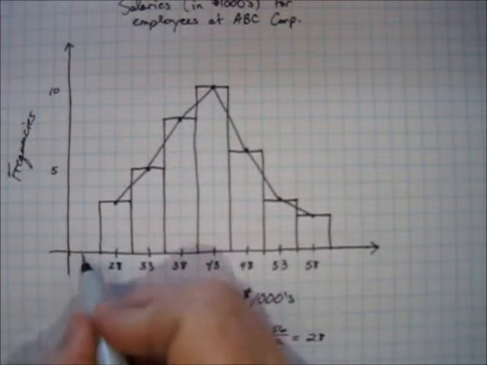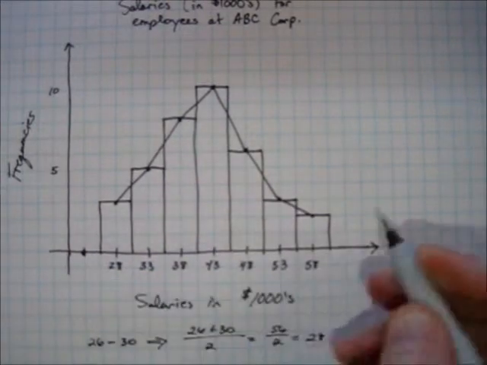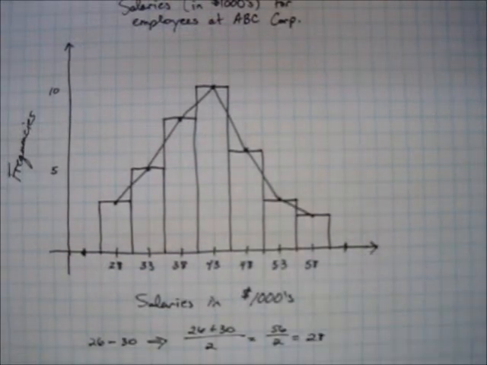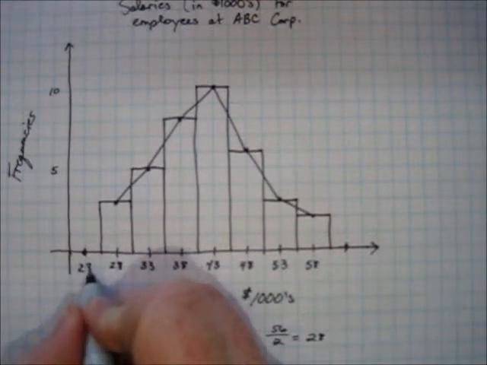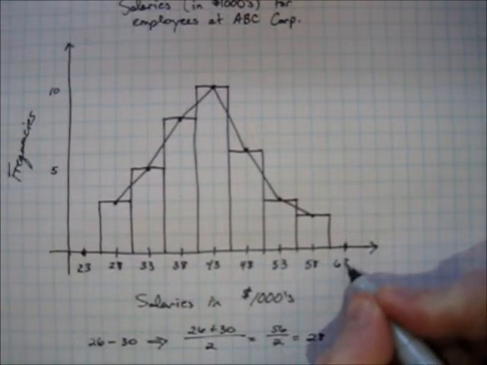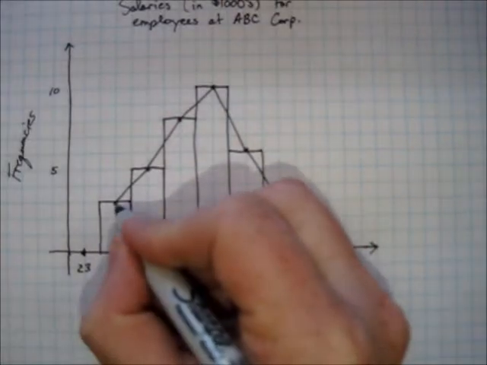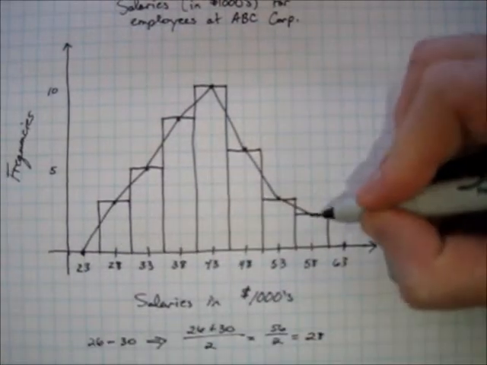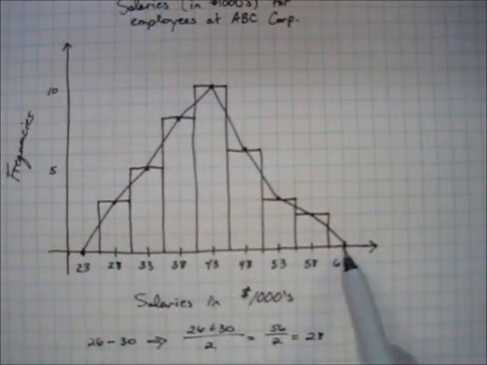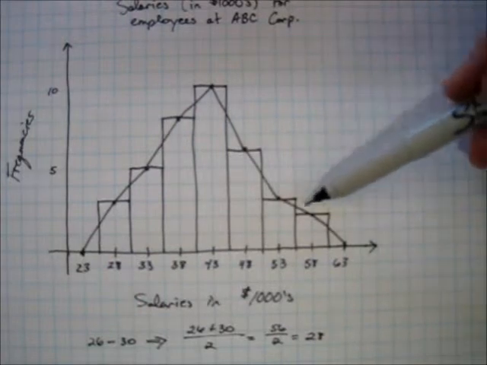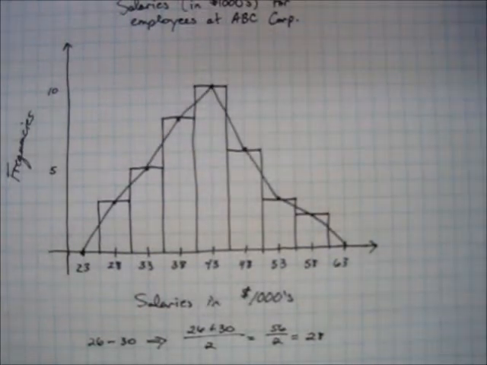If I'm going to end the figure, I need to bring it back down to the axis over here. So I'm going to create two more classes. This would be the class where 23 is the midpoint, and this is the class where 63 is the midpoint. Nobody's in either one of those classes, so the line will go back down to the axis, and now you have a closed figure where the axis is one side and then the straight line segments make up the other sides. And so we could leave everything the same on here.